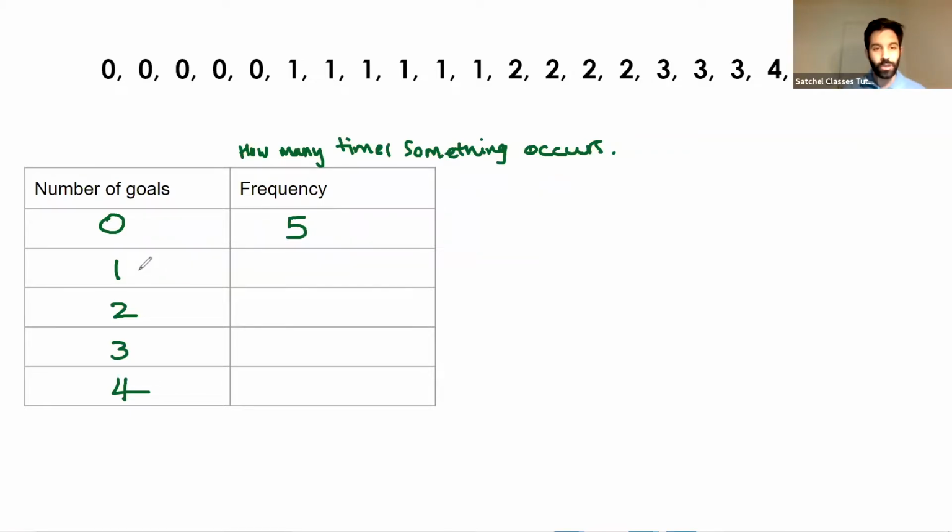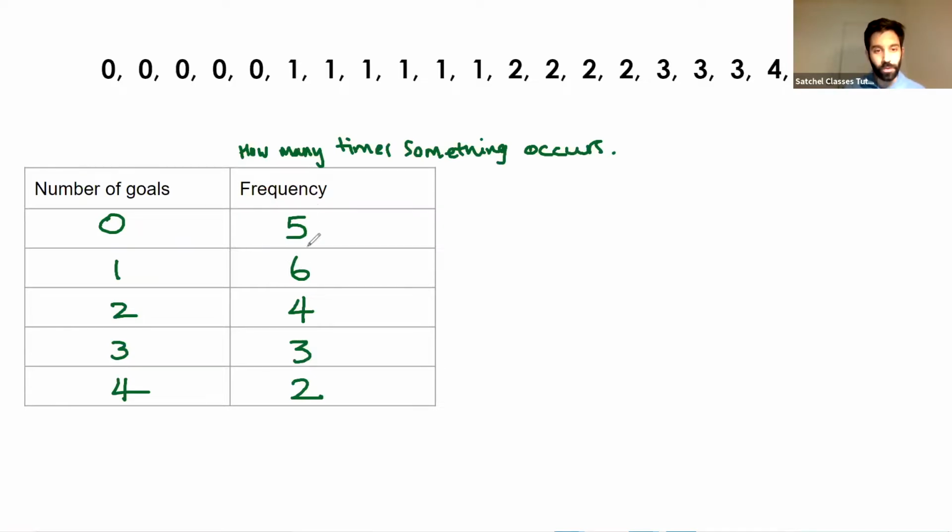How many times did they score 1 goal? In 1, 2, 3, 4, 5, 6 games, they scored one goal. How many times did they score 2 goals? So 1, 2, 3, 4. In 4 games, they scored 2 goals. And in 3 games, they scored 3 goals. And in 2 games, they scored 4 goals.